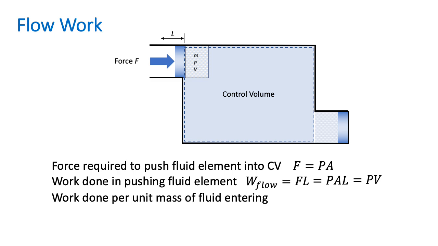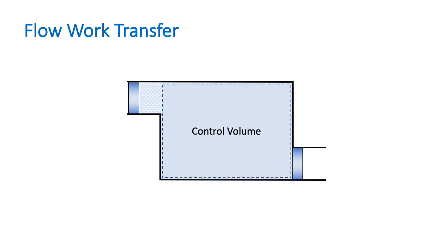The work done per unit mass of the fluid entering is given by the lowercase w, and that would be the flow work divided by the mass of the fluid element. And that would simply be P V divided by m. And we can write that as P v, where the lowercase v is the specific volume. So now, at the entrance, we assume that the pressure is P1 and the specific volume is v1. At the exit, the pressure is P2 and the specific volume is v2.